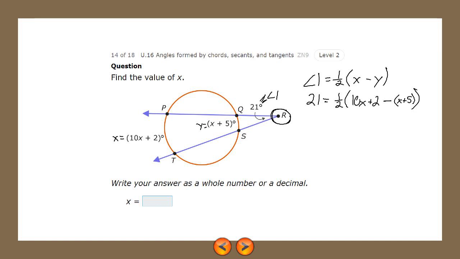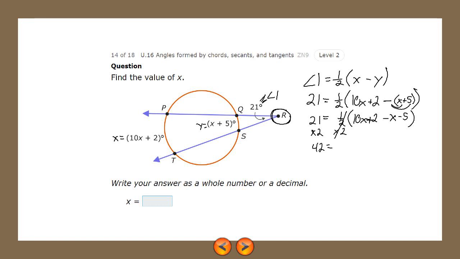That minus sign we're actually going to have to distribute. It's going to be a minus x and a minus 5. We're distributing the minus sign. So we really have 10x plus 2 minus x minus 5 inside of parentheses there, times 1/2 equals 21. We'll also get rid of the 1/2 by multiplying the other side by 2. Multiply by 2, times 2. We'll make those go away.